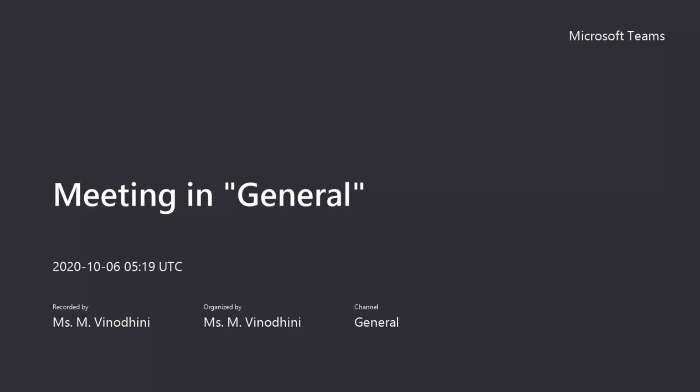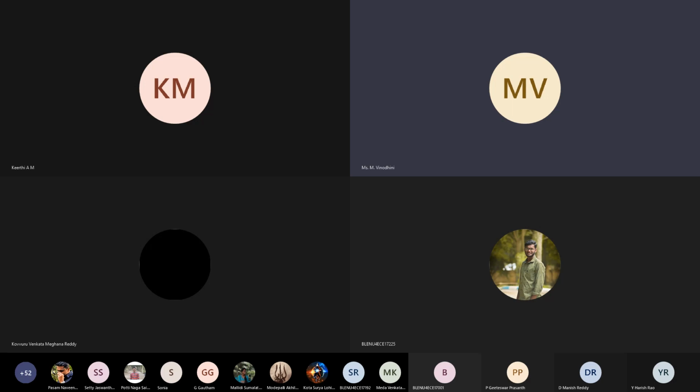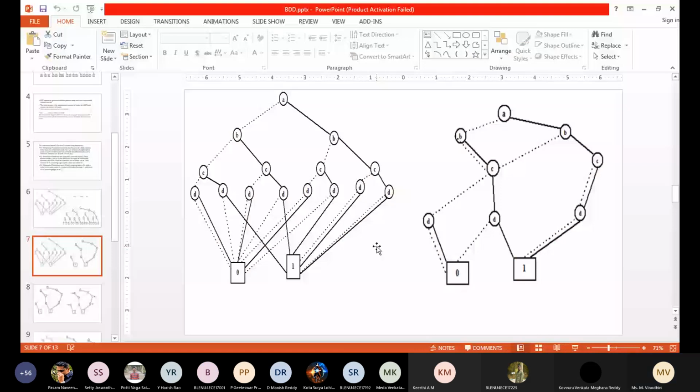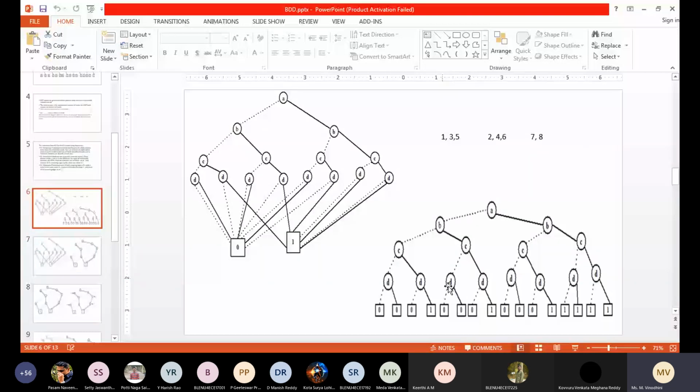Convert a binary decision tree to BDD or RBDD or ROBDD. To do this, we have three steps. In the first step, if this is your binary decision tree, these are said to be the leaf nodes. Leaf nodes will have the value either 0 or 1.